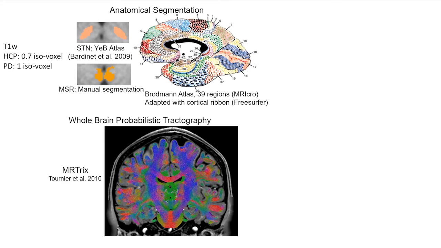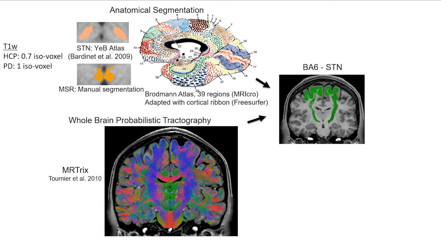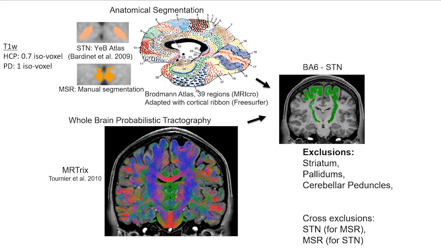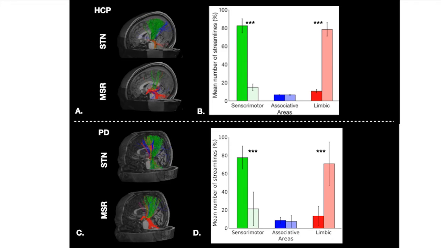By using our segmentations and our tractogram, we can extract our streamlines of interest. For example, here you see streamlines between Brodmann area 6 and STN. We can do the same for MSR. But one of the important points is the anatomical priors. In order to isolate only the hyperdirect pathway, we excluded striatum, pallidum, and cerebral peduncles, and we also added cross-exclusion between the two structures.